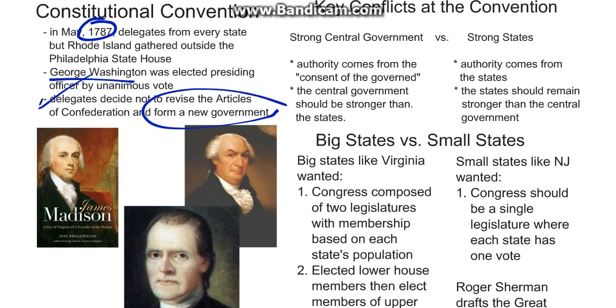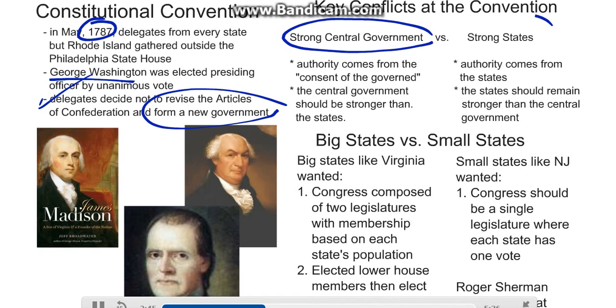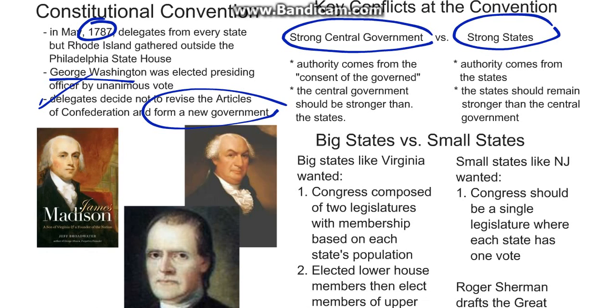The key conflicts at the convention: strong central government versus strong state government. People who wanted a strong central government felt that authority comes from the consent of the governed, and that the central government, or the federal government, should be stronger than the state government. On the other side of the argument were people who believed that the authority comes from the states, and that the states should remain stronger than the central or the federal government.